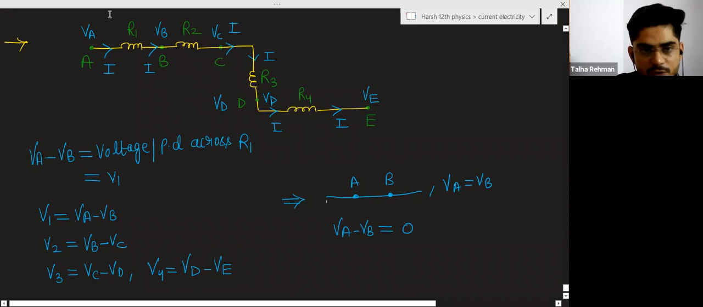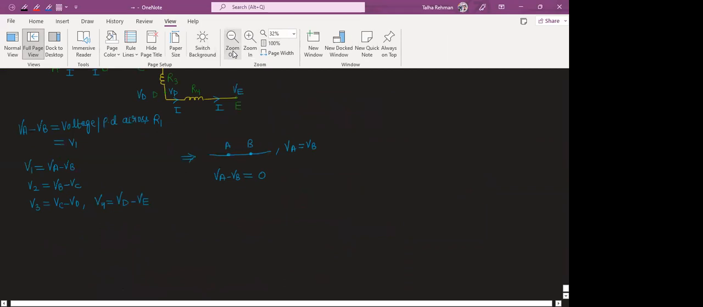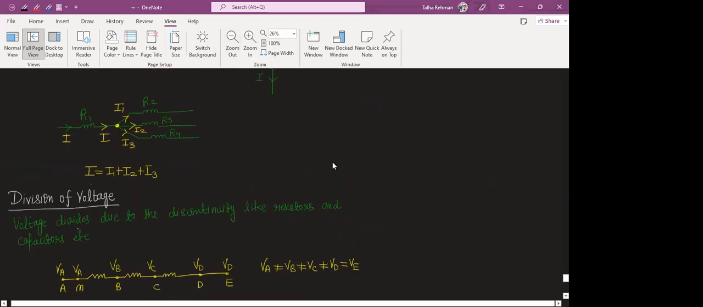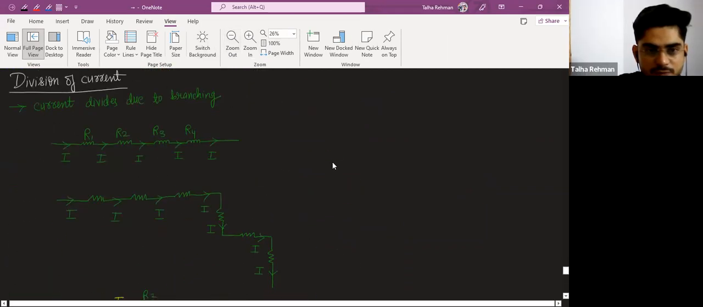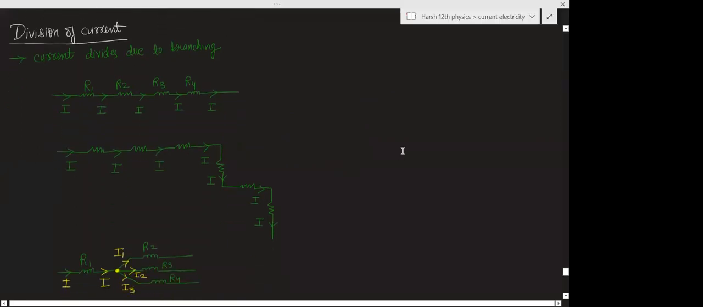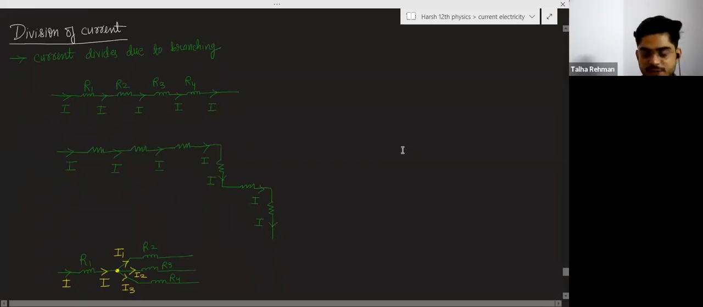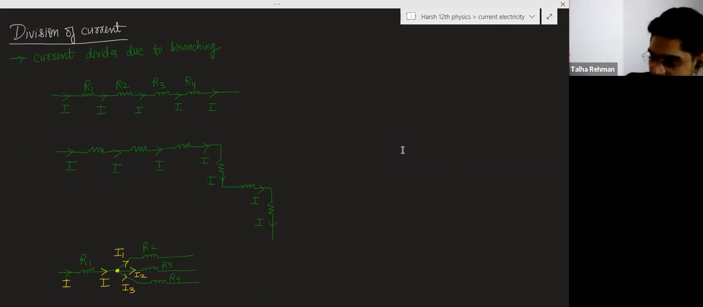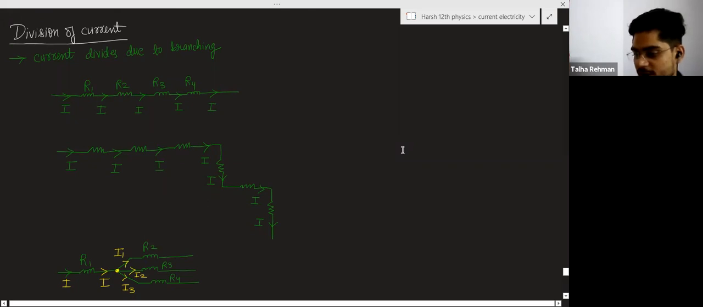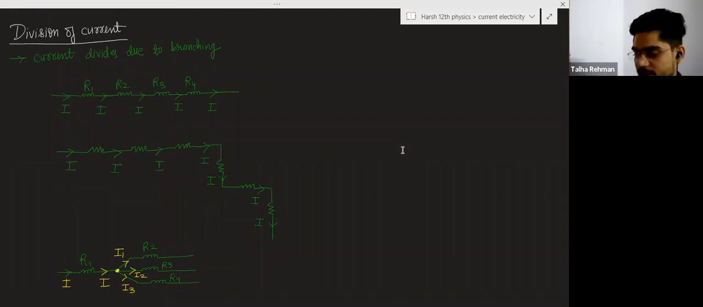Now, please remember all these points. We will use all these points. Now you can note all the points. So current is basically divided due to the branching, and the voltage divides when there are resistances, capacitors in the path.